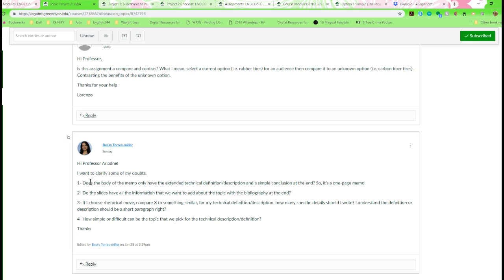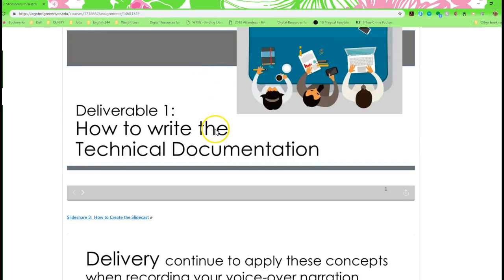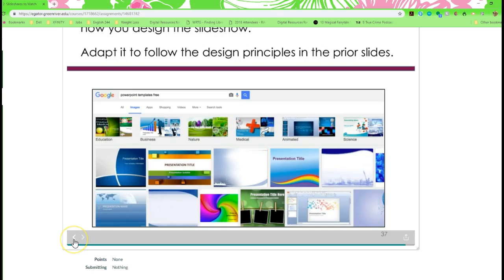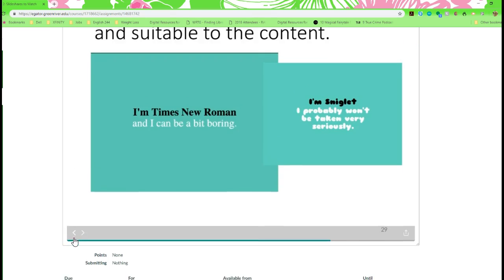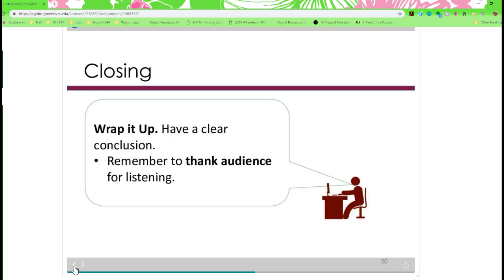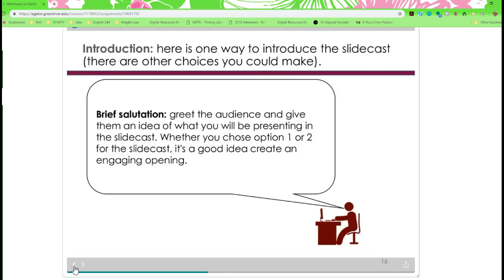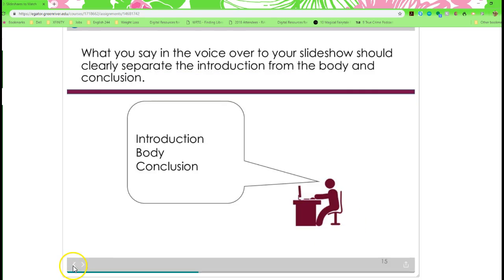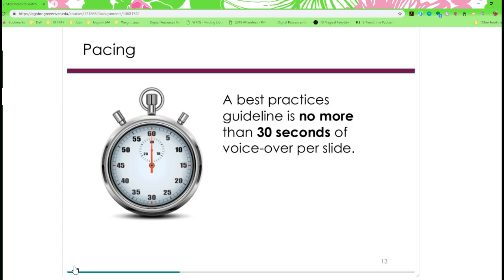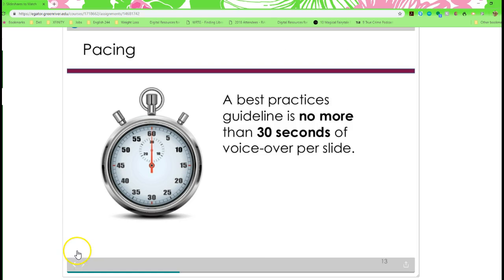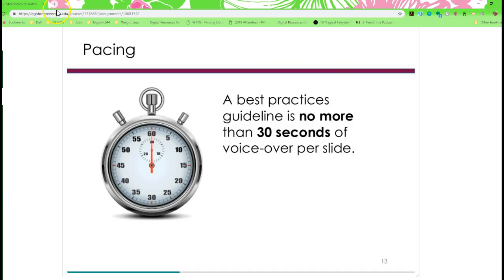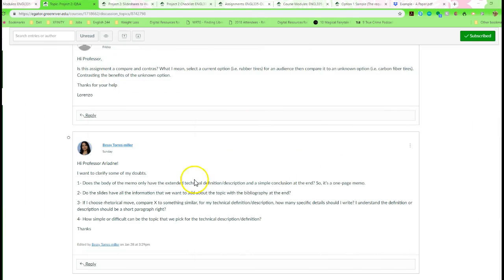But it might just be one page. That's fine too. Do the slides have all the information that we want to add about the topic with the bibliography at the end? Yes. I happen to have the slide right here. I'm sorry I'm doing this. Sometimes I whip through slides really fast and it makes me feel like I'm going to throw up. Introduction, body, conclusion, for sure. There's at least 6 slides, introduction, body, conclusion. And there doesn't need to be any more than that. There might be. That's fine.